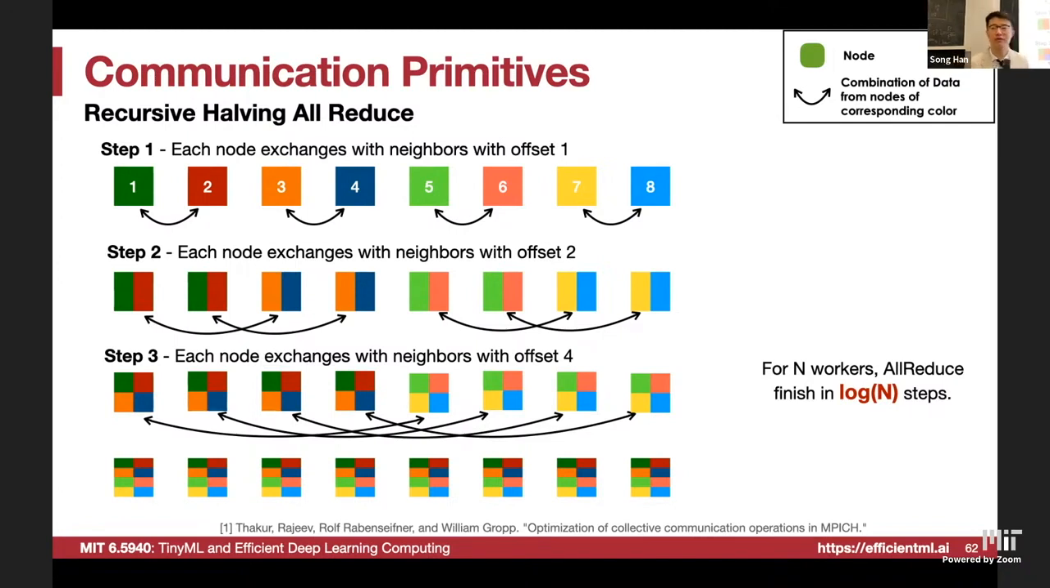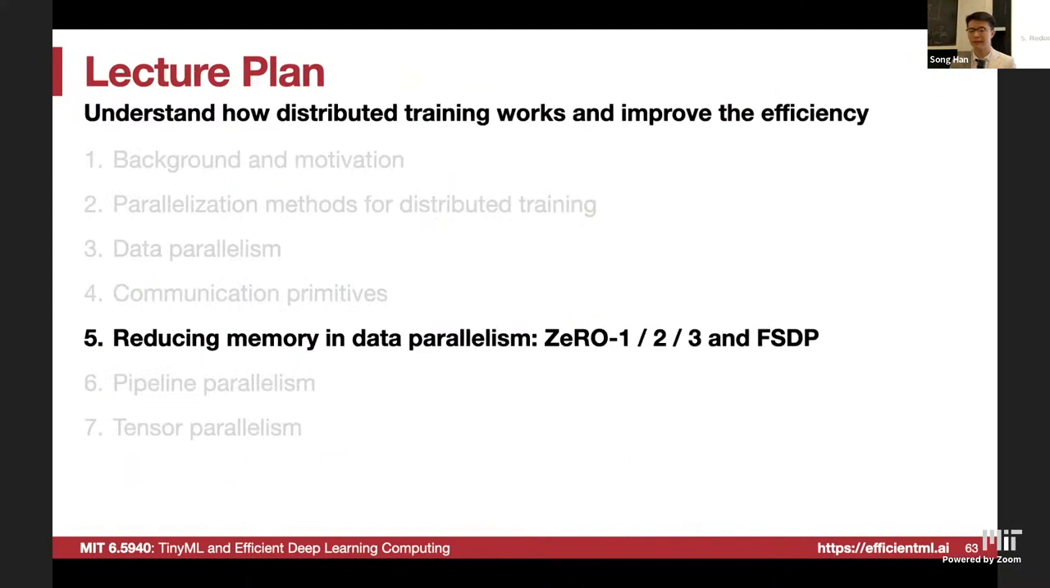Okay, so these are some of the communication primitives that can scale to a larger number of workers, since this is just using log n complexity. And next, let's talk about how we further reduce the memory in data parallelism. Actually, this is the bulk of the discussion today, especially in the context of large language models, which can get super big. And we're going to discuss fully sharded data parallelism.